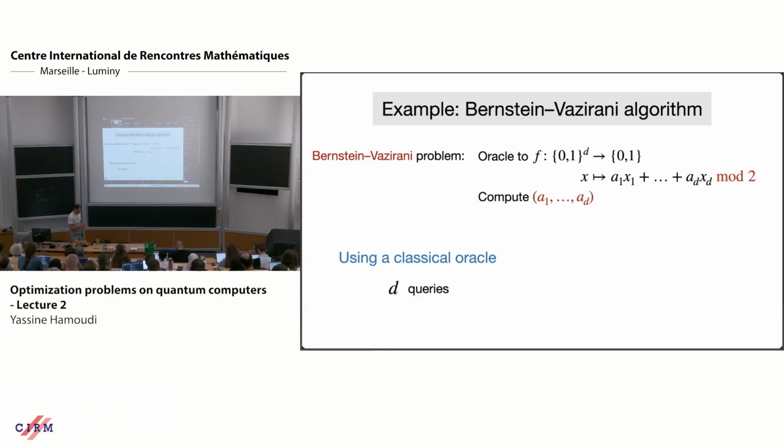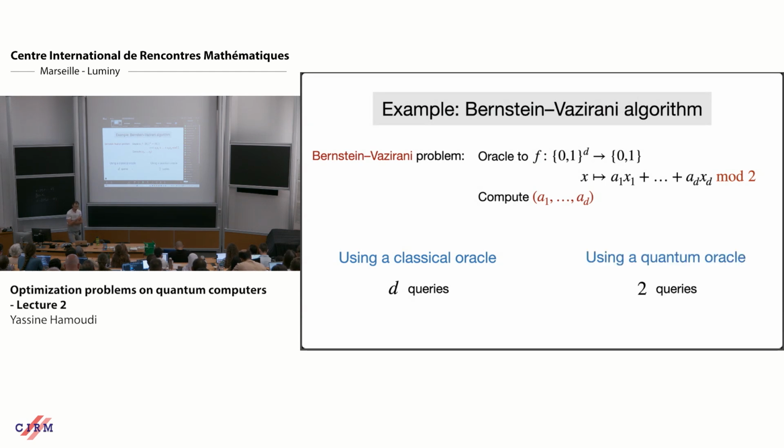So the answer is, classically, with a classical oracle, you would need d queries. And it's not too complicated to convince yourself that this is the best you could do. Okay, there is no classical algorithm that can compute the function using fewer than d queries.